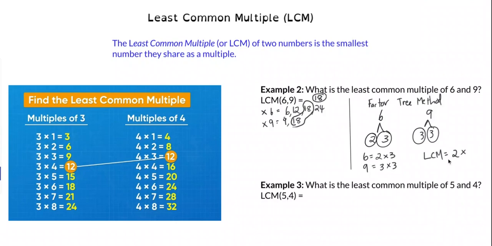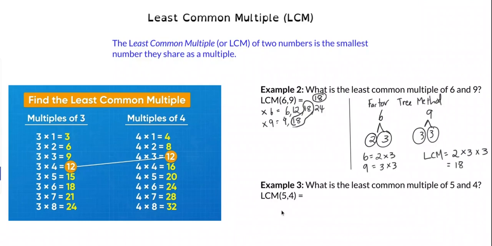And then for the 3, what's the greatest number of 3's that we see there? There's 2 in the 9 here. So we need to have both of those 3's included. And that is the formula for finding the least common multiple. 2 times 3 times 3. 2 times 3 is 6, times 3 is 18. And we can get it that way as well.